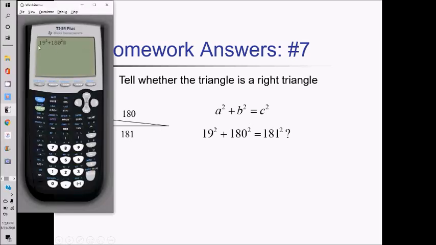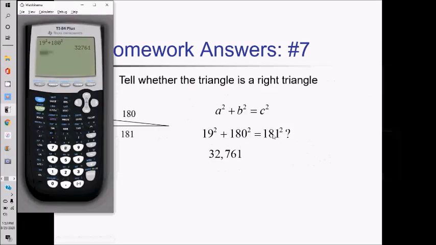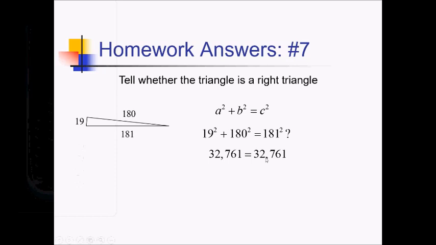So on the calculator, 19 squared plus 180 squared, that's coming out to 32,761. And how about 181 squared? Well, if I square that on the calculator, that comes out to the same number. All right, well, that proves it. This is a right triangle.